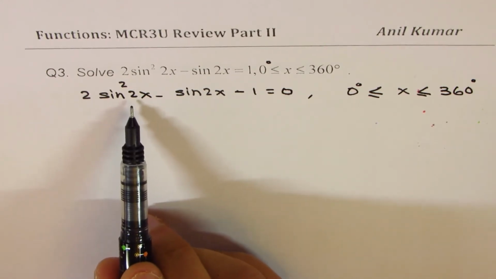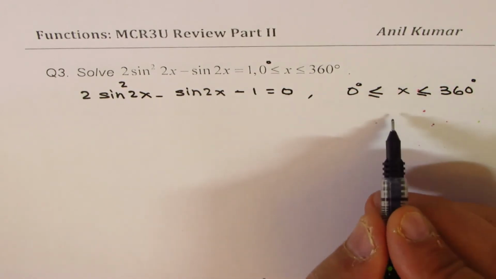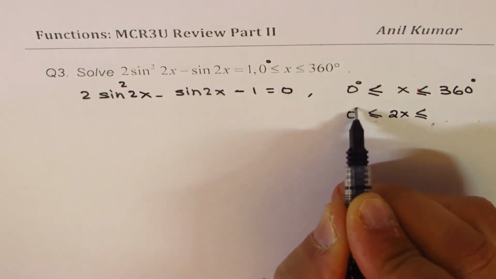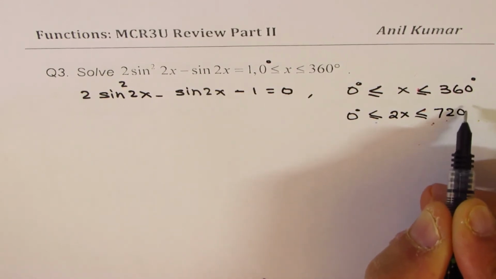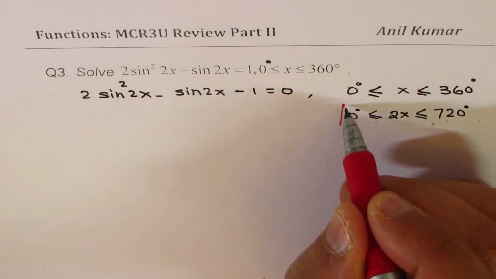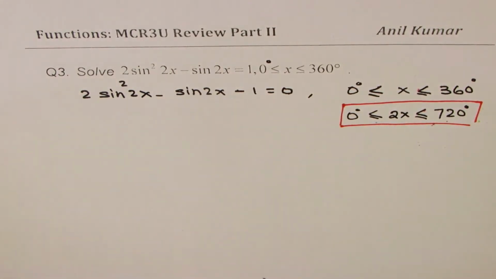Remember, we have 2x here. So for the domain of x, it is between 0 to 360 degrees. For 2x, it should be how much? Multiply by 2. So we get 720 degrees. This is a very, very critical step to understand. So I hope you understand and appreciate it, right? This is extremely important to understand. I'd like you to note this.